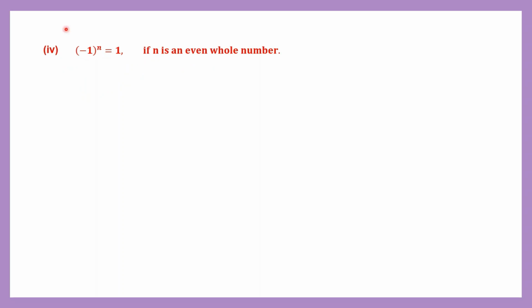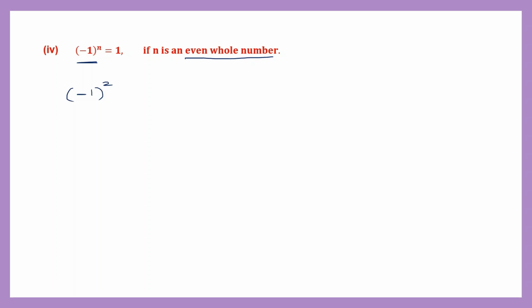Question 4. So let's read this question. Minus 1 is raised to the power of n and the statement says that is equal to 1, if n is an even whole number. That means in the place of n we can put any even whole number and see if this statement is true. So let's try that. So we have minus 1 and let's put 2 as the power because 2 is an even whole number. So minus 1 raised to the power of 2. I'm talking only about the left hand side.